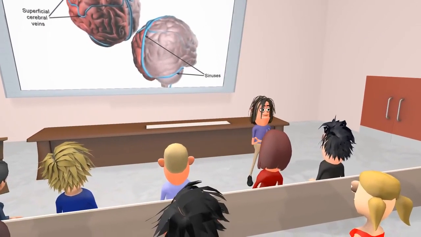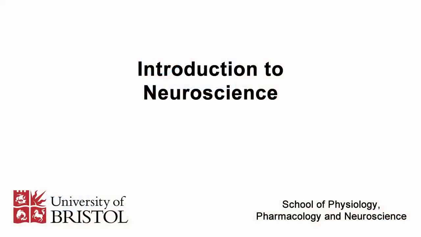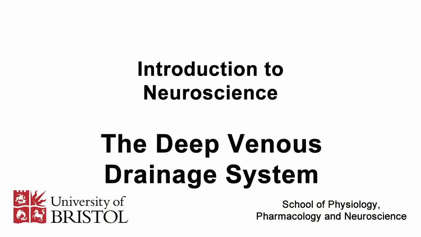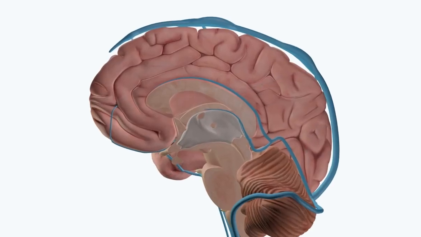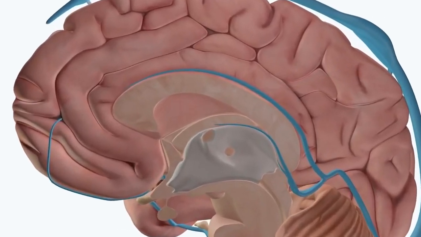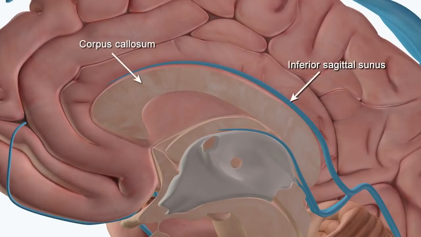But there's also the deep venous system. The deep venous drainage system also comprises sinuses and veins. The inferior sagittal sinus sits at the base of the longitudinal fissure, along on the superior surface of the corpus callosum, running parallel with the superior sagittal sinus above.